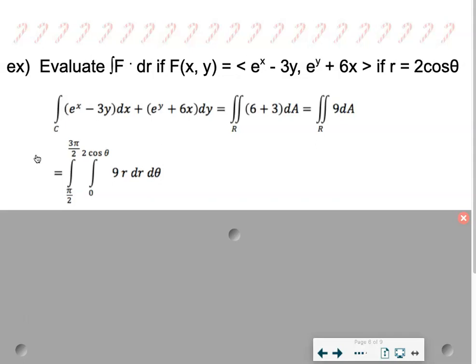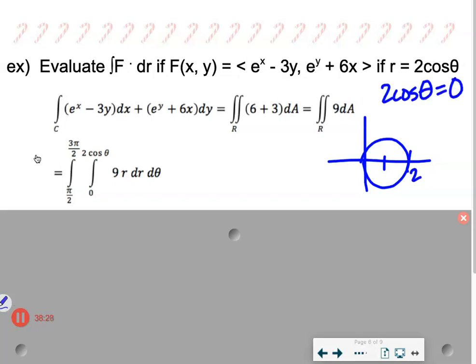So anyway, your radius goes 0 to 2 cosine theta, and then your thetas. What I didn't get on the recording that I'll put on right now is I'll put this over here. That's 1. That's 2. You set 2 cosine theta equal to 0. Cosine theta equals 0. Find 2 consecutive angles. I did pi halves to 3 pi halves, but any 2 consecutives will work.